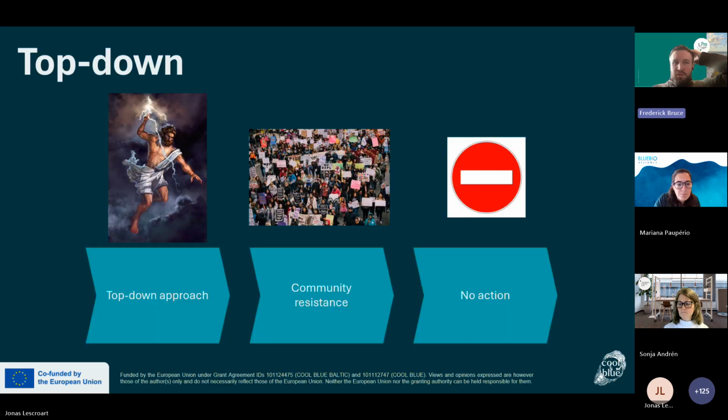So to sum up, our observations, these are not based on scientific assessments that we've done, but it's just a kind of qualitative assessment that we've observed. So this top-down approach where you have instructions from national authorities to tell you to do something often results in community resistance, and then there is a kind of stalemate, and then no action happens. So that's one case. And the next slide, please.